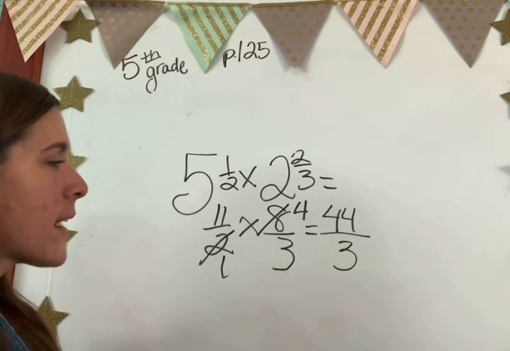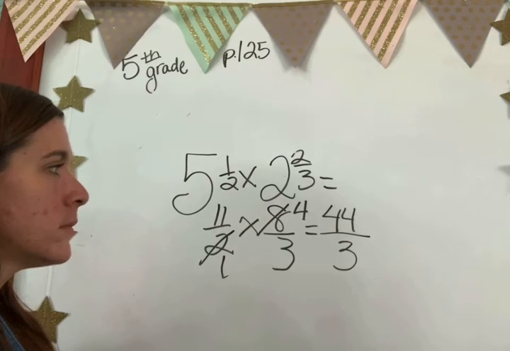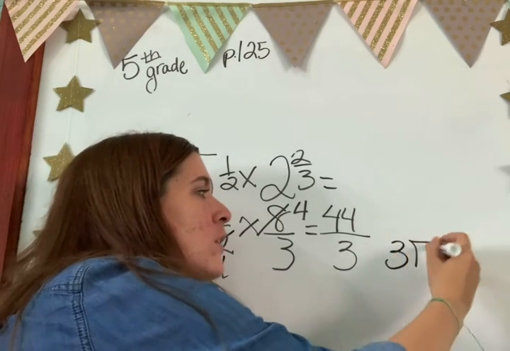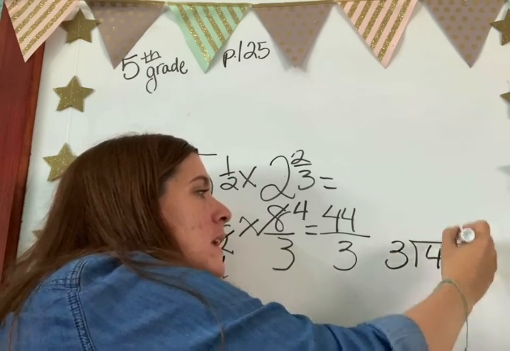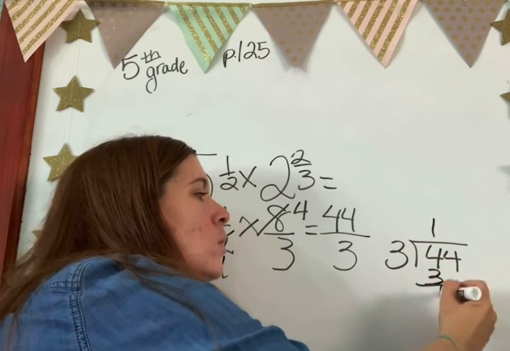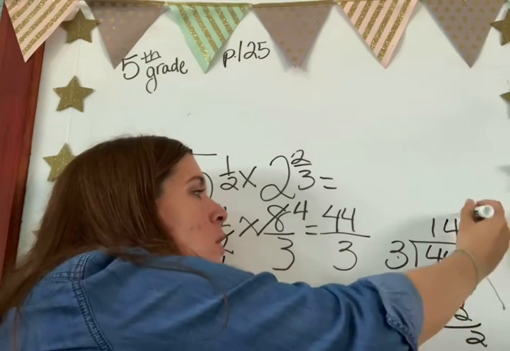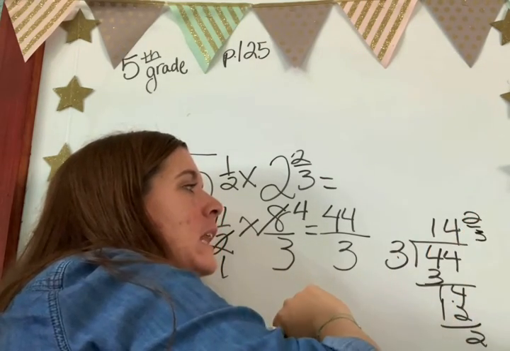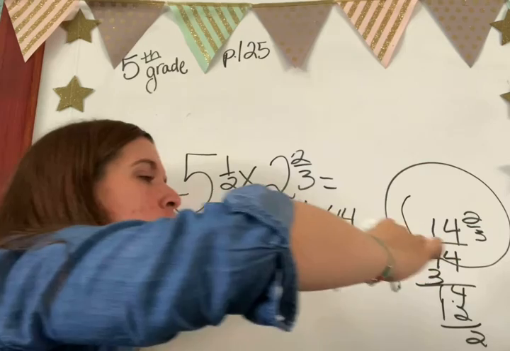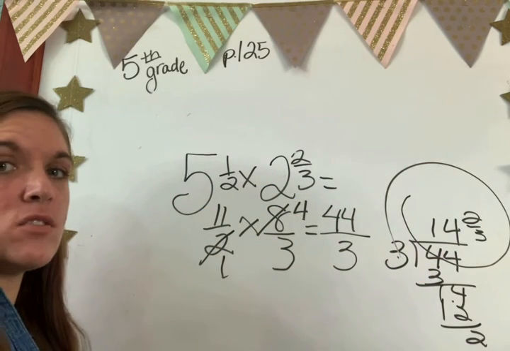Now what do you gotta do, Oscar? Divide. Good. 3 into 44. How many times? That'll be 1, 3, 1, 4. 3 into 14 is 4, 12, 2 thirds. Can you reduce that anymore, Danielito? No. That's your answer, 14 and 2 thirds.